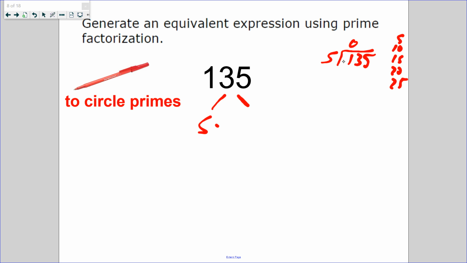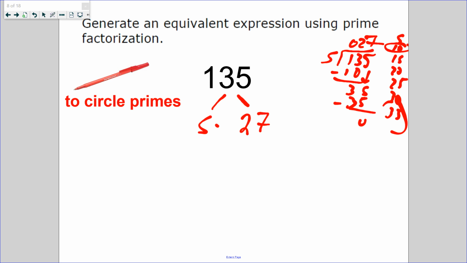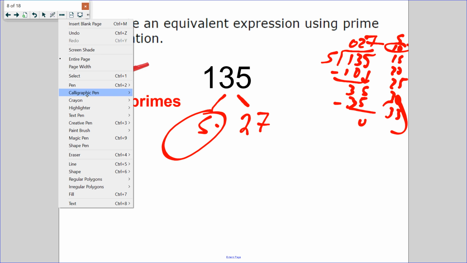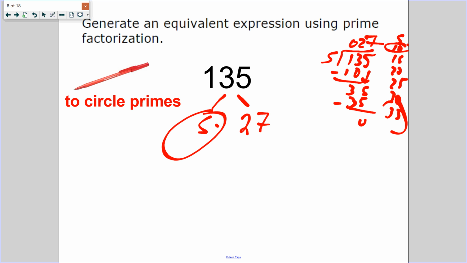5 goes into 1, 0 times. 5 goes into 13, 2 times. Bring down the 5. 5 goes into 35, 7 times. So it's 5 times 27. So circle the 5. I should be using a different pen color, so let me go back to black. 5 is prime, because remember the prime numbers are 2, 3, 5, 7, 11.